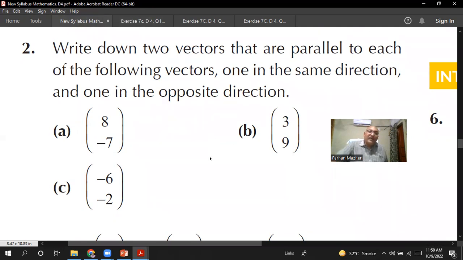So if you want to write a vector which is parallel to this vector, simply multiply it with any number. If you multiply it with a positive number, the new column vector you get, that will be parallel to this. If you multiply it with a negative number, you will get a vector which is parallel to it, but in the opposite direction. So multiplied with a positive number, you get a vector which is parallel to it and in the same direction. You multiply it with a negative number, and then that will be a vector which is parallel but in opposite direction. So very simple.